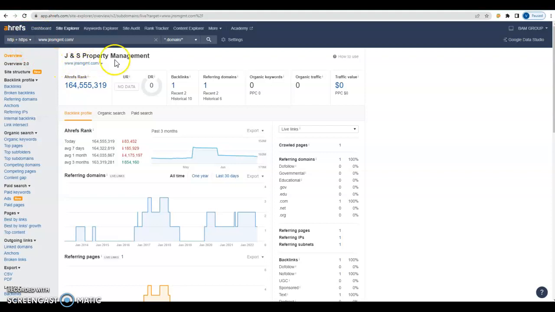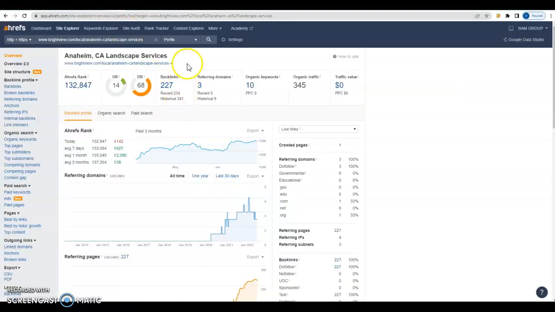Right now, I am looking at your website, and I can see that there's only one external website directing traffic towards your website through one backlink. And if I have a look at Brightview, these guys have 3 external websites directing traffic through 227 backlinks only to the Anaheim CA landscaping location page. But see, this rating here is because this website is massive and has lots of location pages. So they have a backlink profile for each of these location pages that they have.